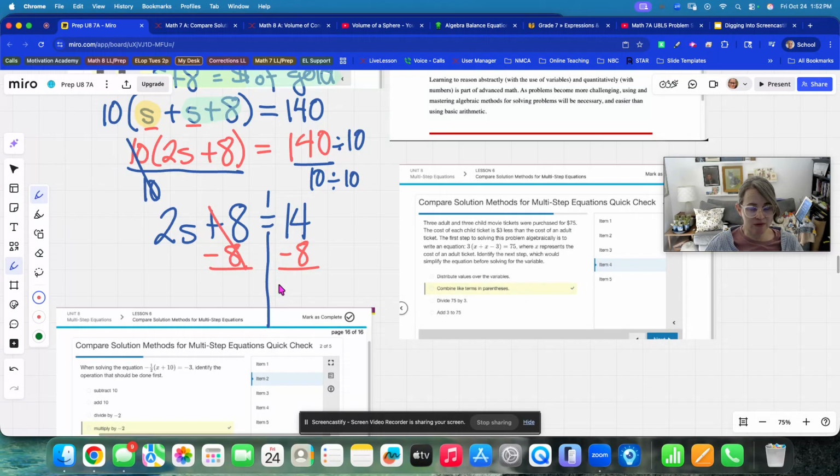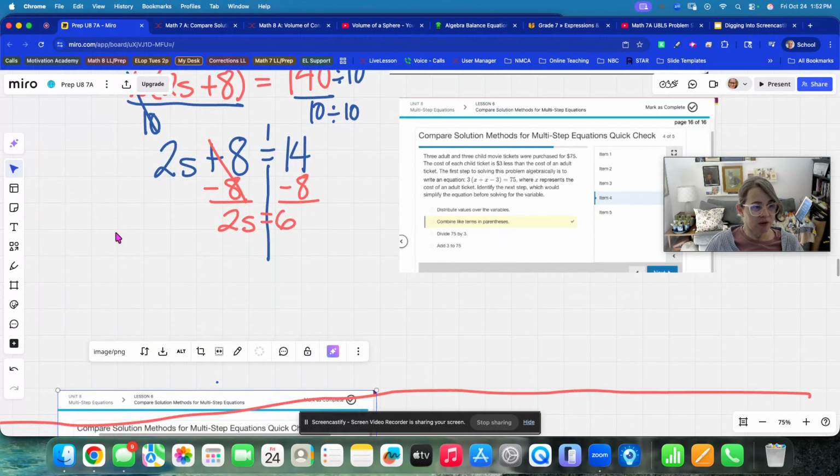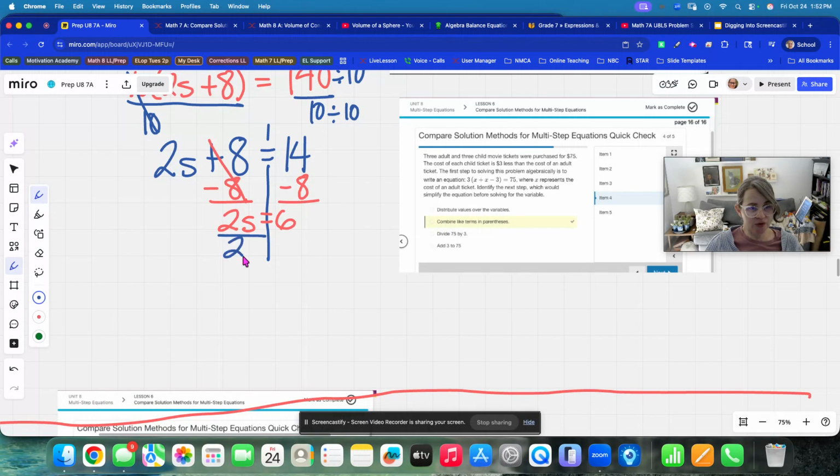14 minus 8 is 6. And then I'm going to need to divide on both sides by 2. Let's do that in blue. Divide by 2. 2s put into 2 groups. There will be 1 x in each group. And then 6 divided by 2 is 3.